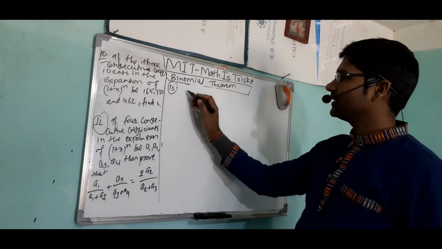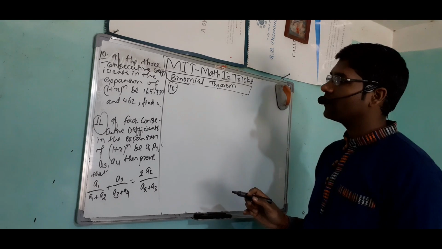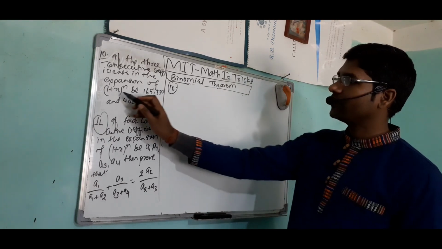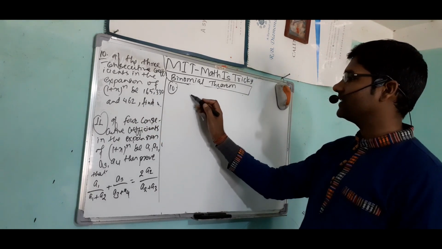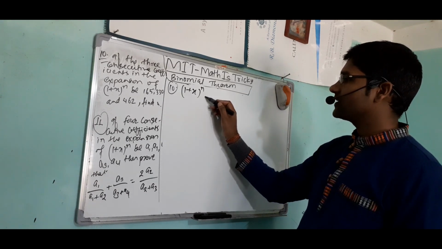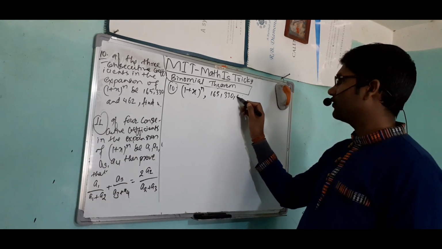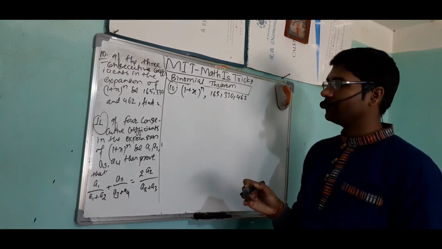Lesson number 10. If three consecutive coefficients in the expansion of (1 + x)^n are given as 165, 330 and 462, we need to find the value of n.